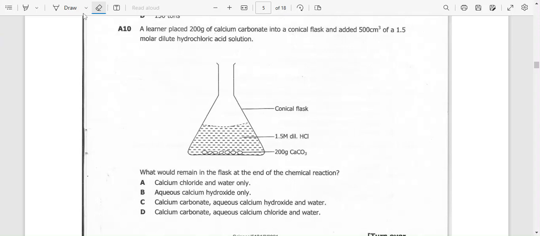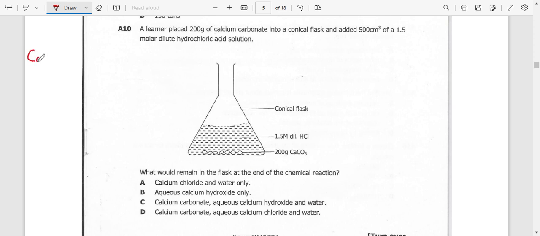Alright, question 10. A learner placed 200 grams of calcium carbonate into a conical flask and added 500 cubic centimeters of a 1.5 molar dilute hydrochloric acid solution. What would remain in the flask at the end of the chemical reaction? Want to determine what is going to remain. All we are determining is what will be the excess reagent, right?